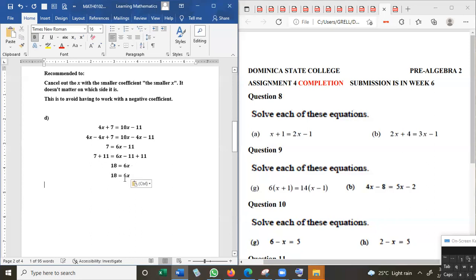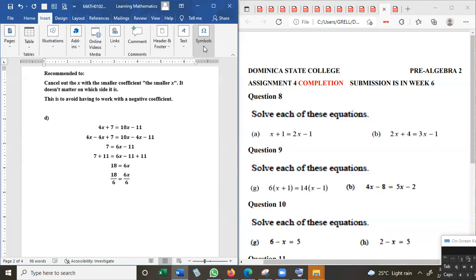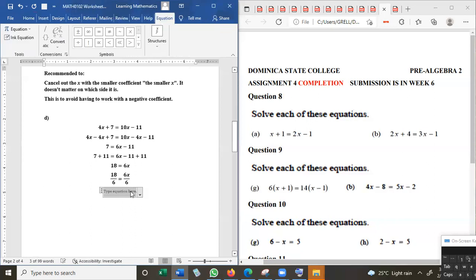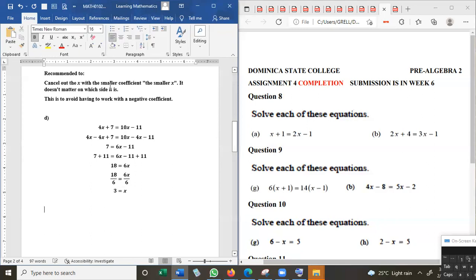On the right we're going to divide by positive 6, and if we divide by positive 6 on the right, we have to divide by positive 6 on the left. So we are left with, as our answer, x is equal to 18 divided by 6, which is 3. We can read from right to left, x is equal to 3. So take heed of this recommendation, it's good practice to avoid negative coefficients.